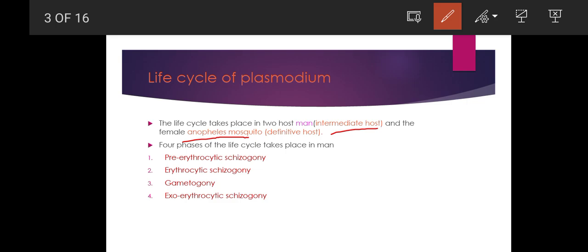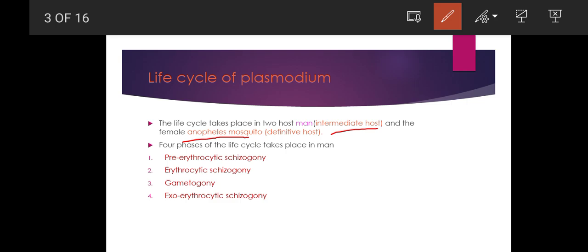Now, the life cycle of malaria takes place in four phases. The first phase is the pre-erythrocytic, the schizogony. The second is the erythrocytic. The third is gametogony, and lastly we have the exoerythrocytic phase.